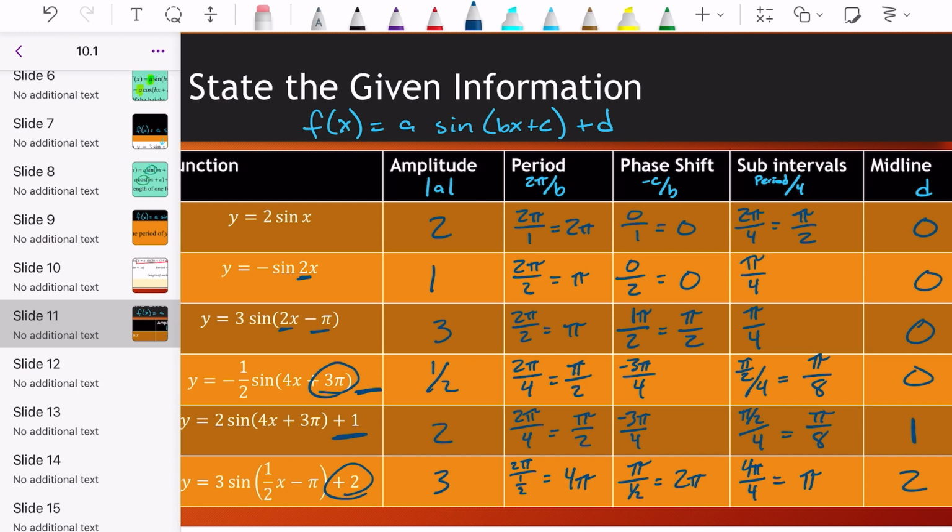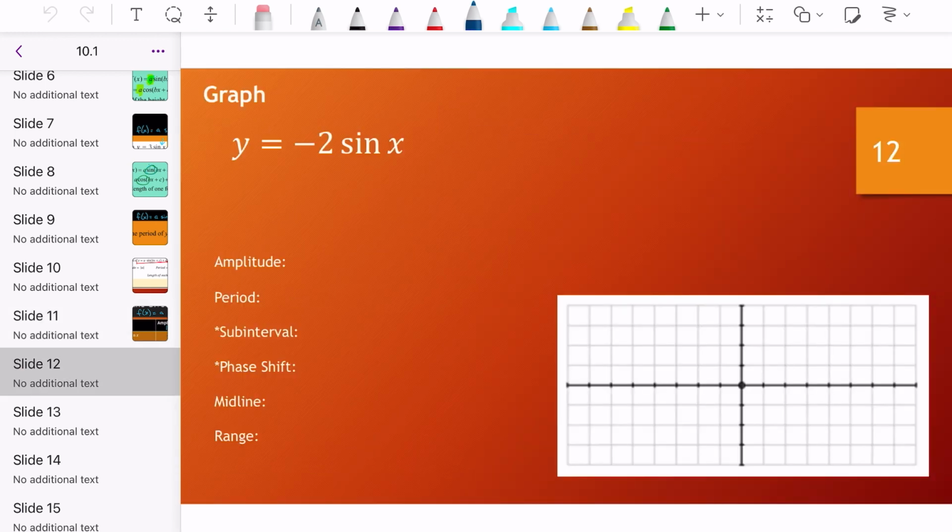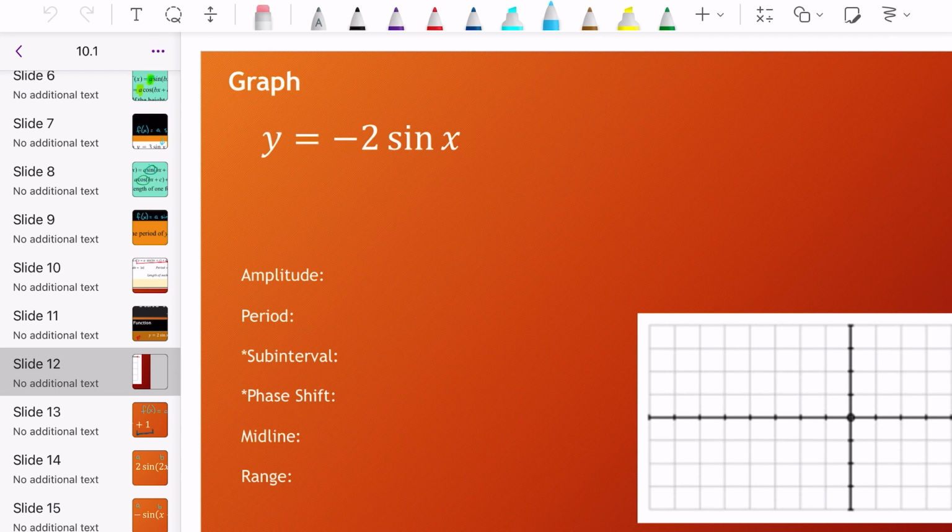Let's go ahead and take a look at slide 12. As we take a look at this slide, the first thing that I would suggest is writing our sinusoid function, and that would be f of x is equal to a times sine of bx plus c plus d. This will help you keep all of your variables in order, and help you see what we are working with for each one of our different questions that we are being asked.